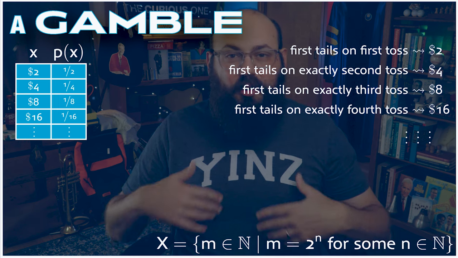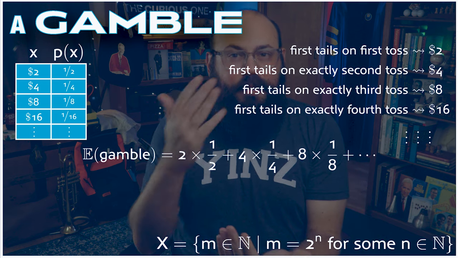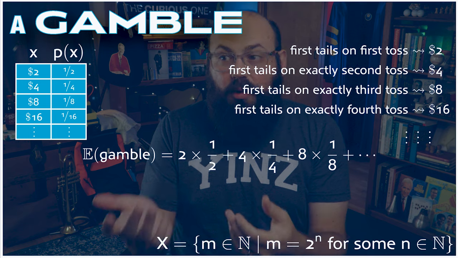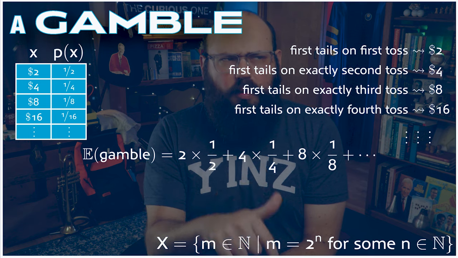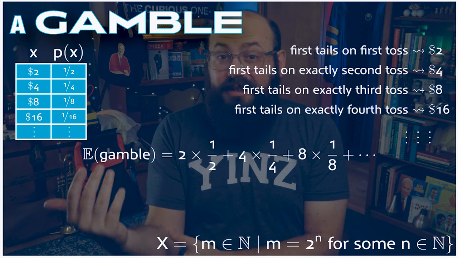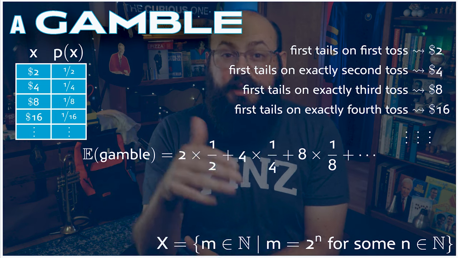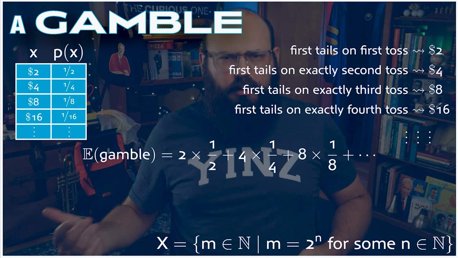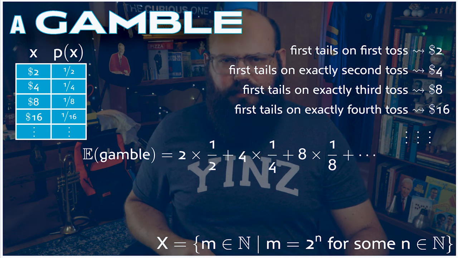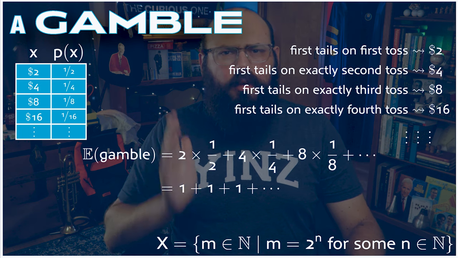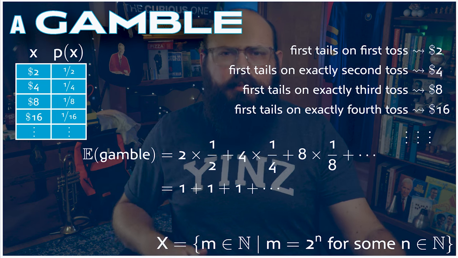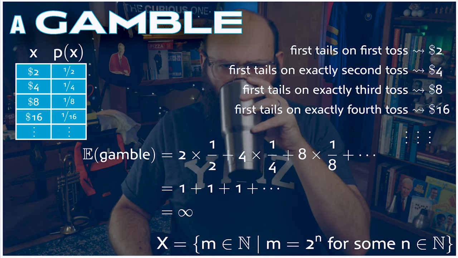And so what you wind up doing with this sequence is the probability times the number, the probability times the number, and it winds up being 1/2 times $2 plus 1/4 times $4 plus 1/8 times $8 plus 1/16 times $16 plus 1/32 times $32 plus 1/64 times $64, dot, dot, dot. Which is just 1 plus 1 plus 1 plus 1 plus 1, an infinite number of times. This lottery that I just described to you is worth an infinite number of dollars.